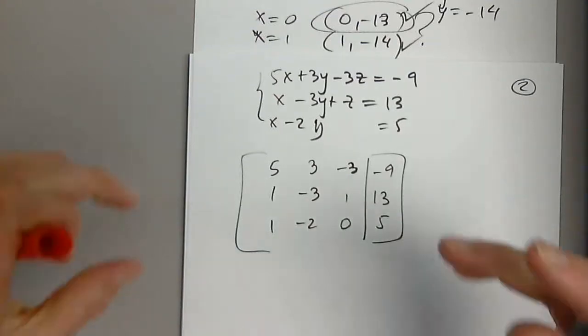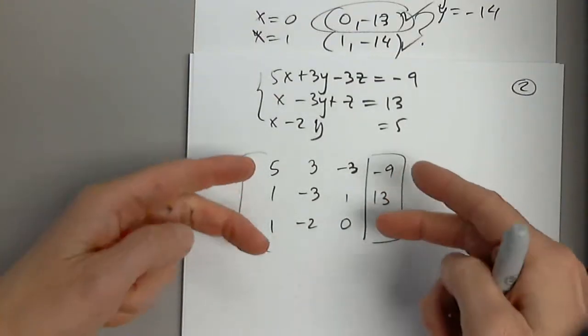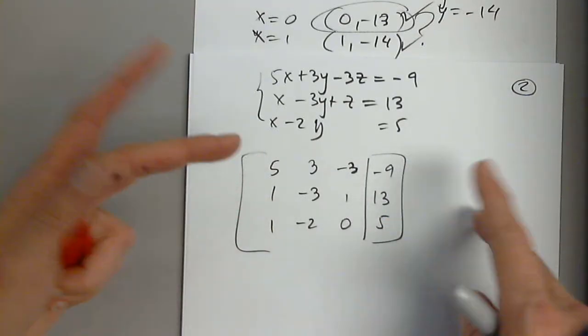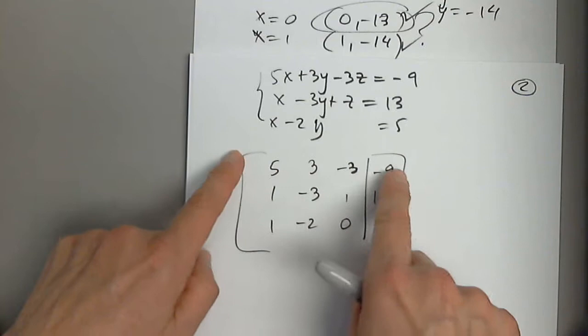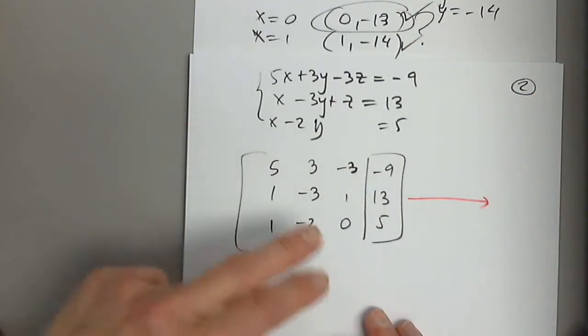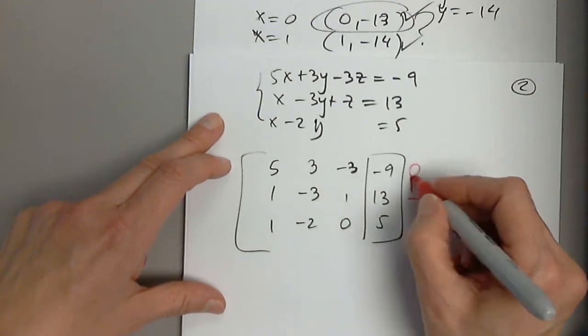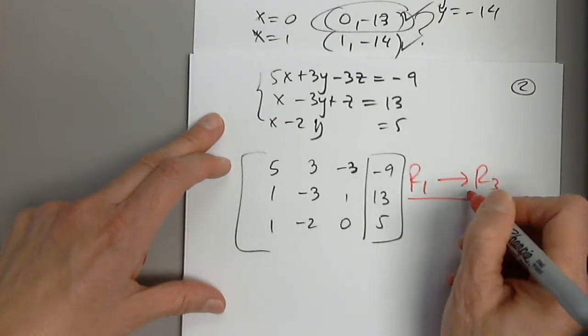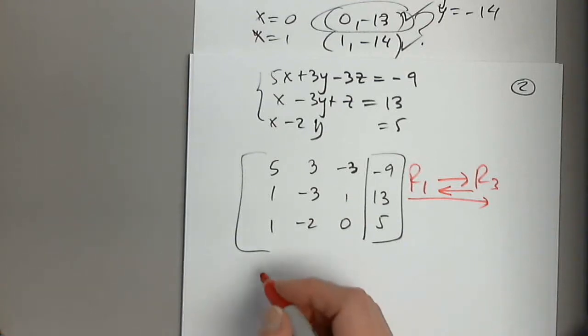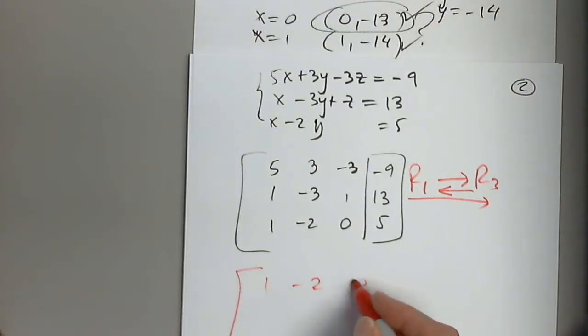Okay, so I would recommend, let's swap these two. It doesn't matter. Maybe the last one should be the first. So which one would you like? The third one. Okay, very good. So you want row 1 to become row 3 and row 3 to become row 1. Yes? Okay, perfect.